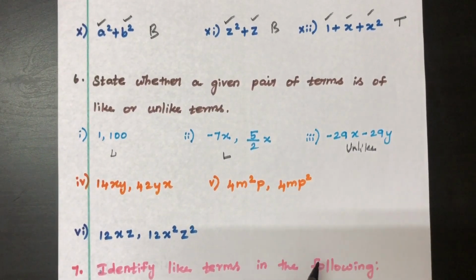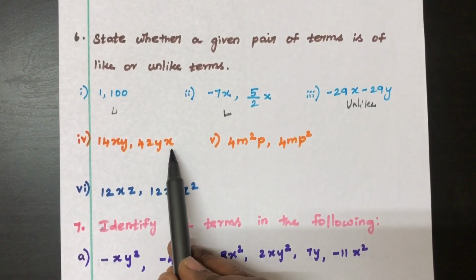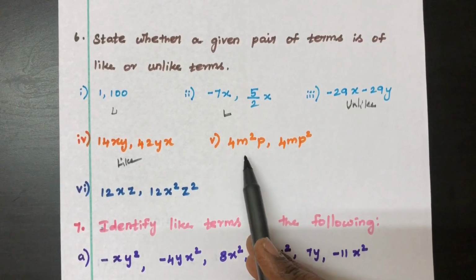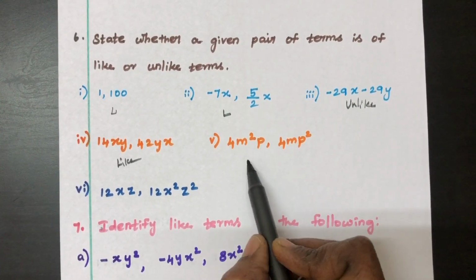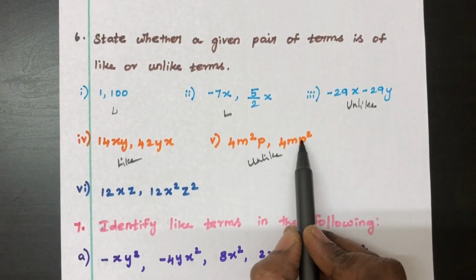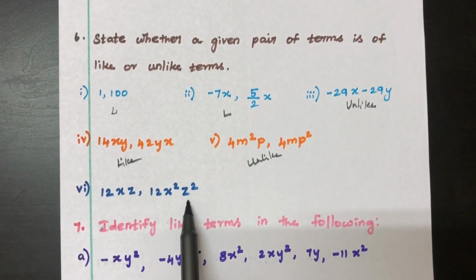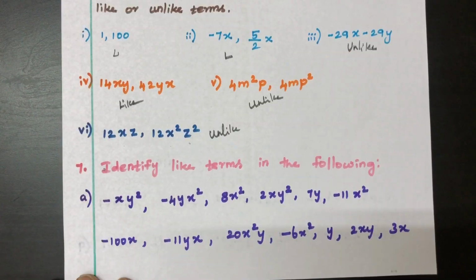Both are unlike terms. Here xy and yx. Xy and yx are the same only. So this is like terms. M square p, m p square. Both are different. So it is unlike. M square p means here also we should have m square p. But here we have m p square. So unlike. X is z, x square is z square. Both are different. So it is also unlike.